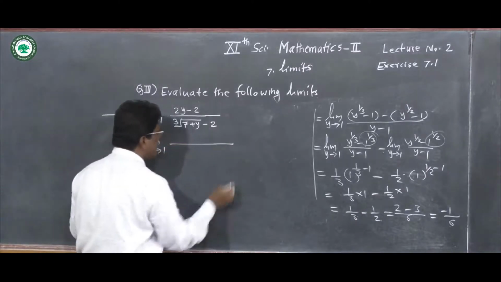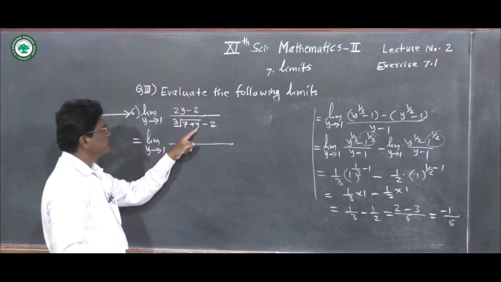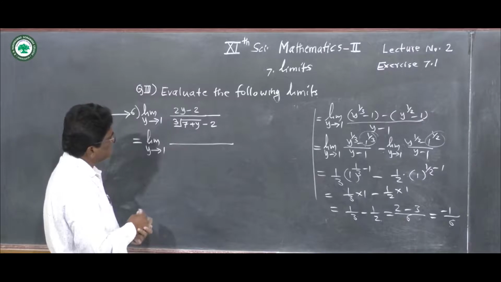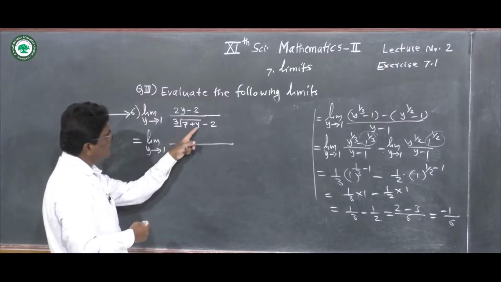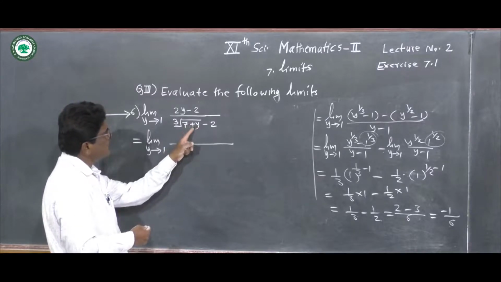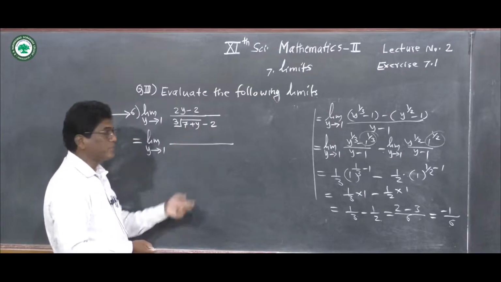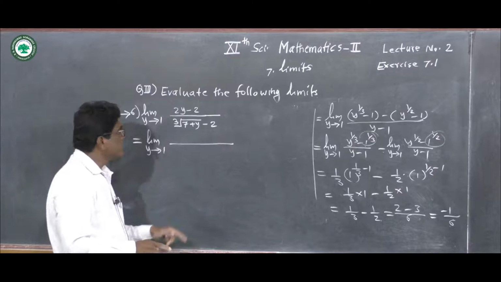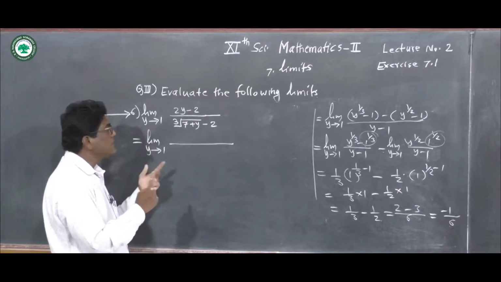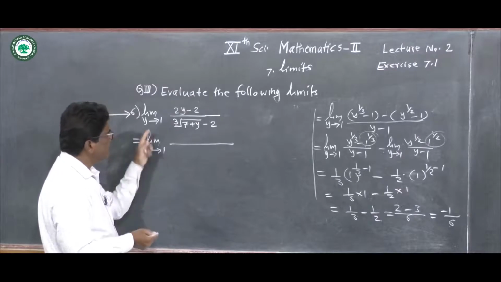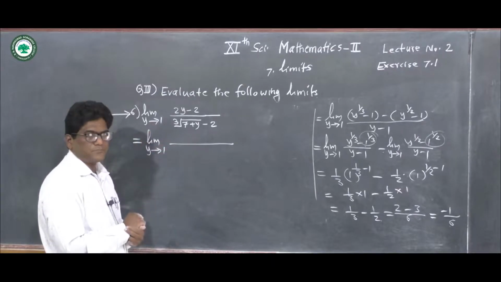Now in the denominator, when we put y as 1, we get 7 plus 1 that is 8, and cubic root of 8 is 2, and 2 minus 2 is 0, that means the denominator becomes 0. So we have to solve this problem by the formula method or by any other method. We cannot put directly y as 1.